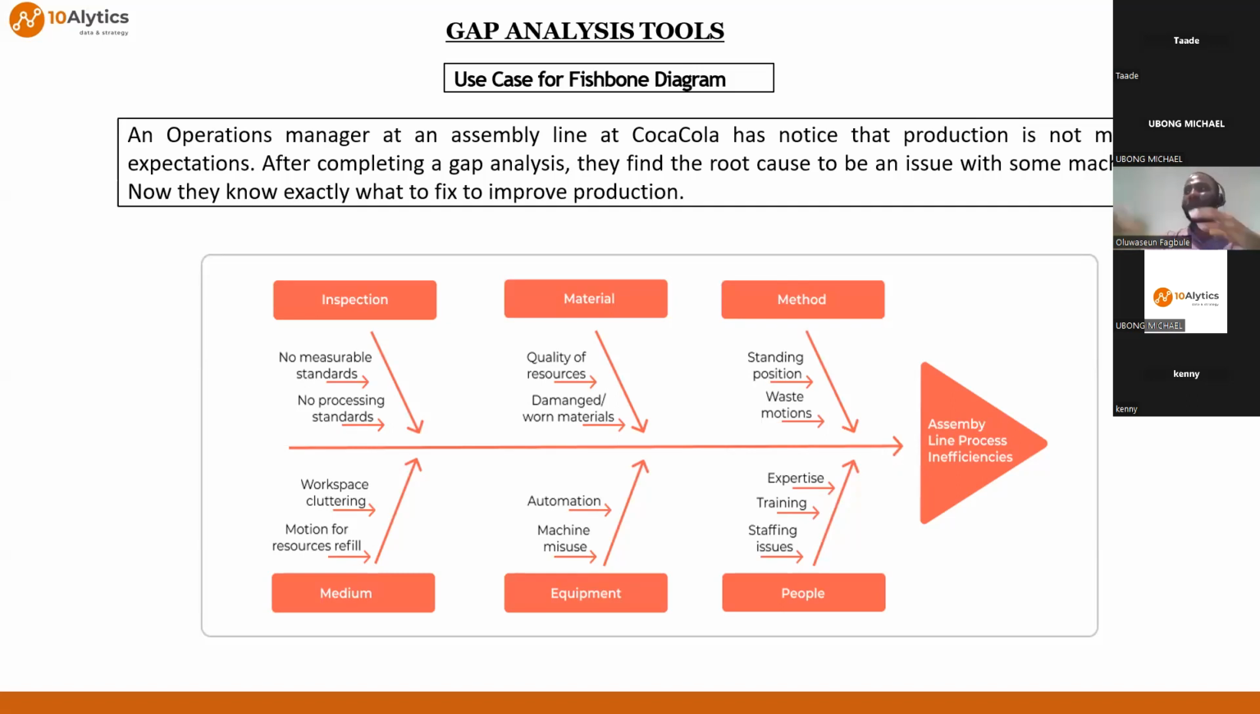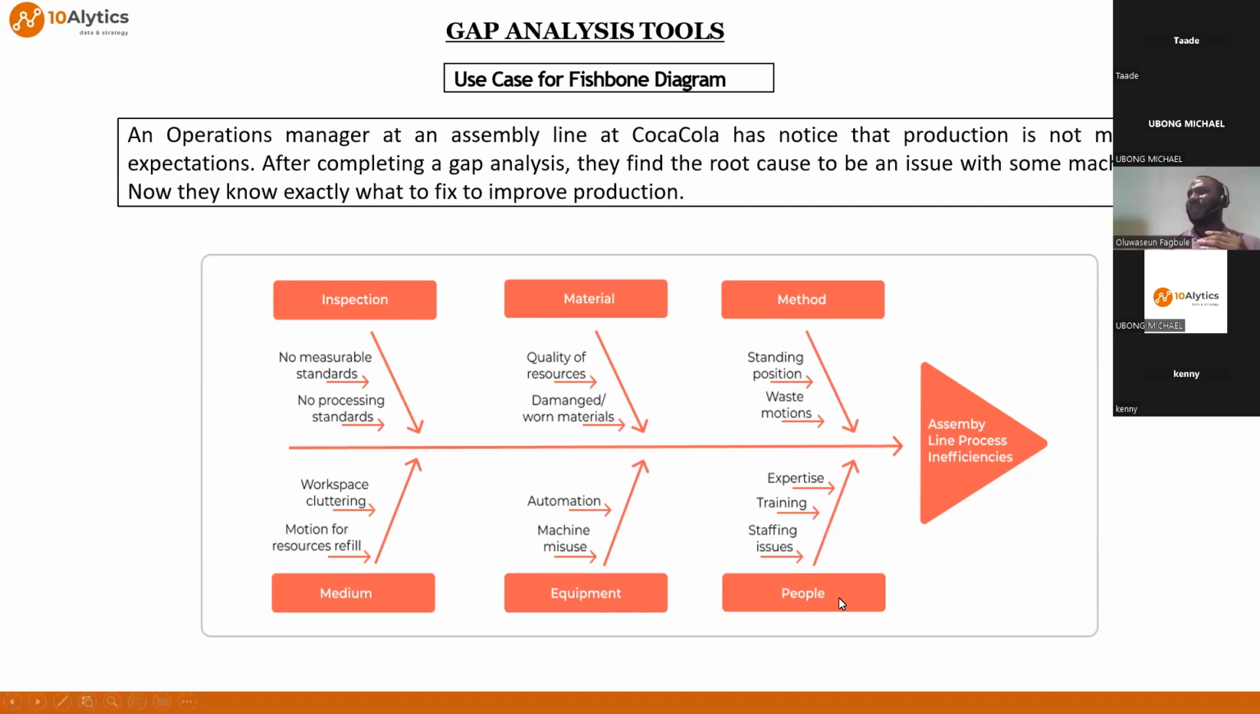So from one point to the other. They're saying that we're having assembly line process inefficiencies. That is the effect that they're seeing, right? That is leading them not to meet their goal of producing 10,000 cartons in a month. They're currently producing 7,000. So for us to address that, let's employ the Ishikawa or the fishbone diagram to check what the possible causes are.